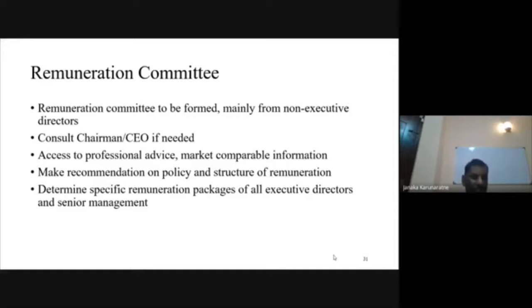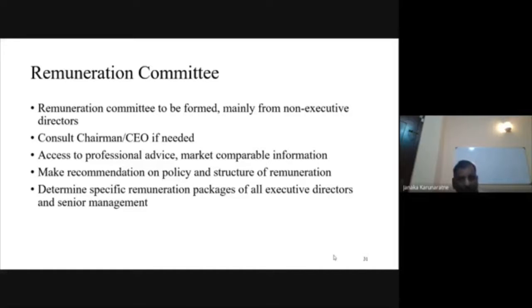Make recommendations on the policy and structure of remuneration. Again, it's very important to make recommendations on the policy and structure of remuneration. Determine specific remuneration packages of all executive directors and senior management. So it's a responsibility of the remuneration committee not only to fix the directors' remuneration; all executive directors' and the senior management's remuneration packages must be determined by the Remuneration Committee.